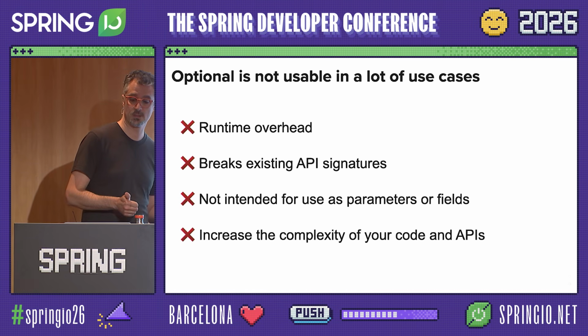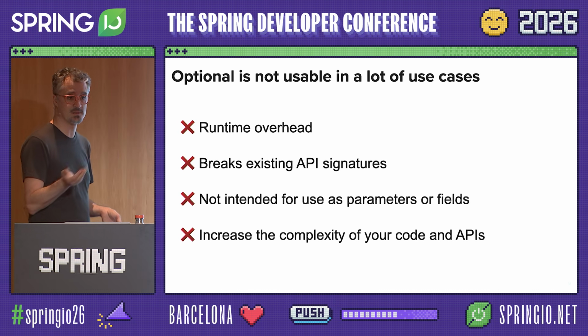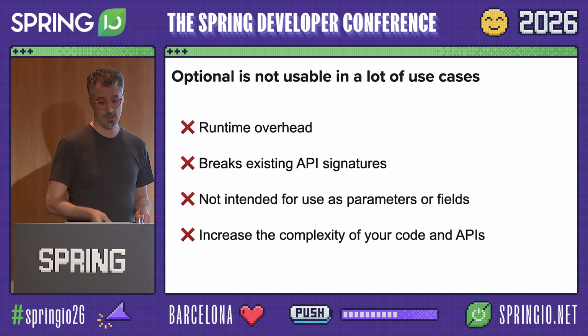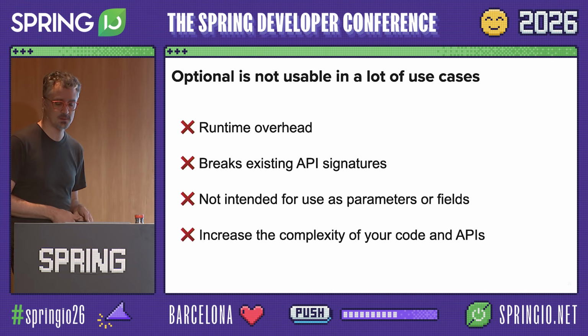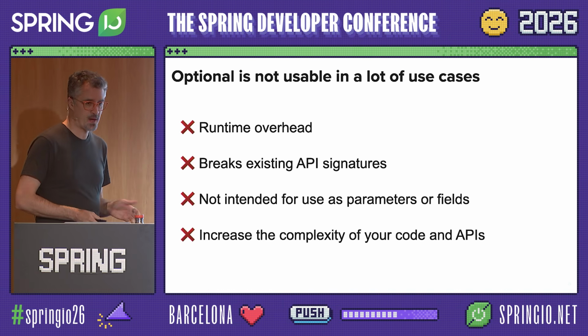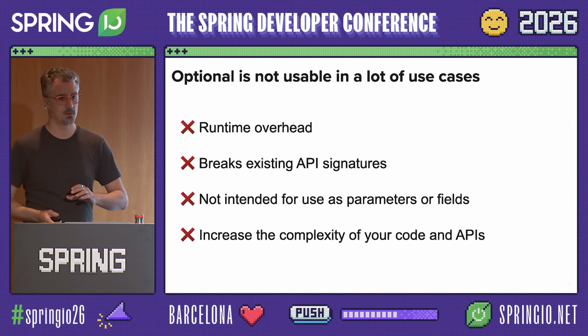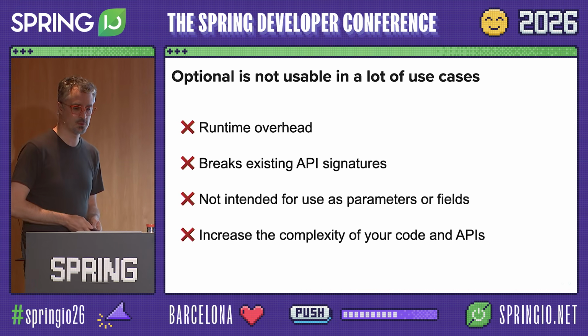And also, it's not intended for use as parameter or fields. It's not a personal opinion. This is stated by the Optional Javadoc, for various reasons, you can have a deeper look. And it just increases the complexity of code because you are putting wrappers everywhere. So yeah, I'm not a good friend with Optional. I think when you are expressing nullability explicitly, so the absence of value or not, a lot of use cases can be solved without Optional.